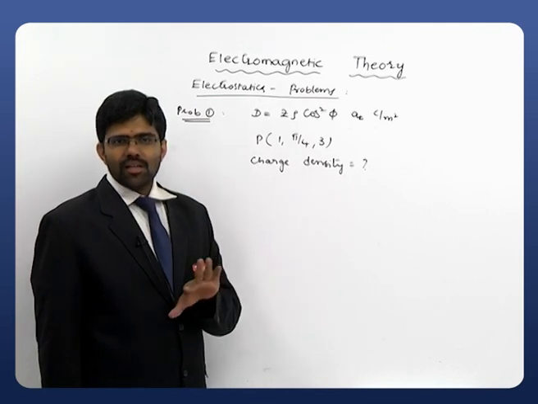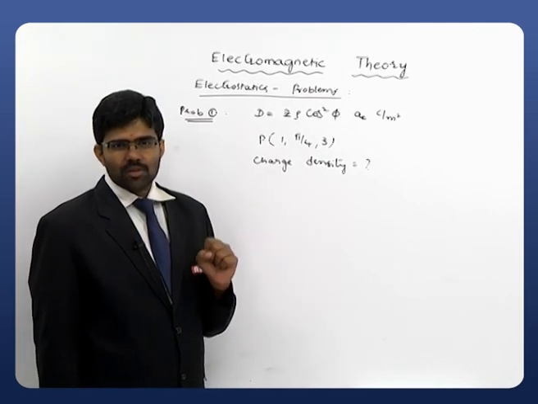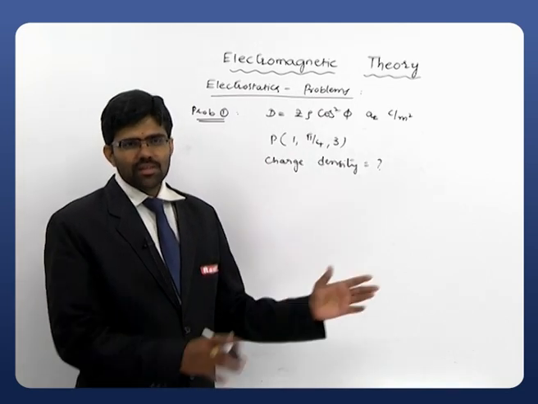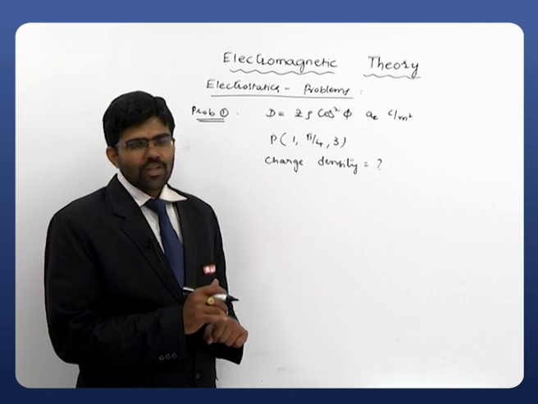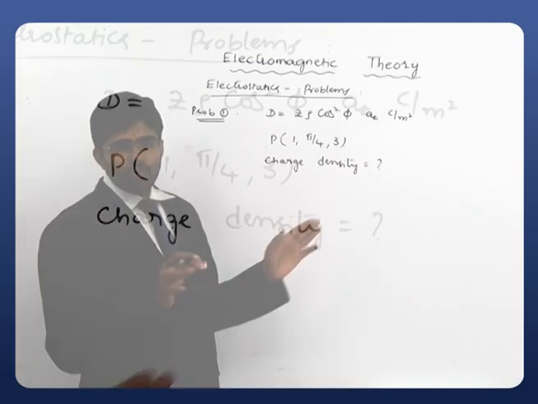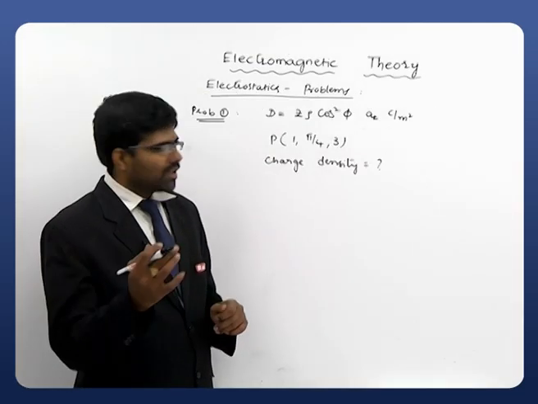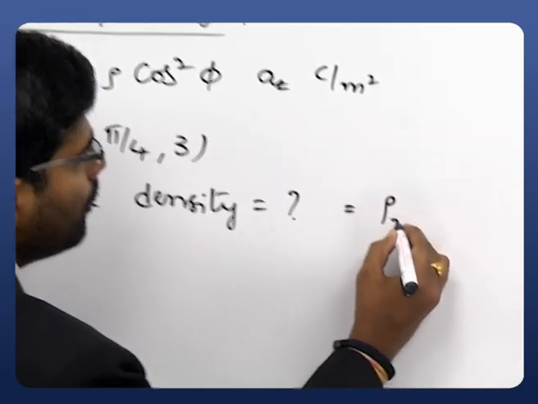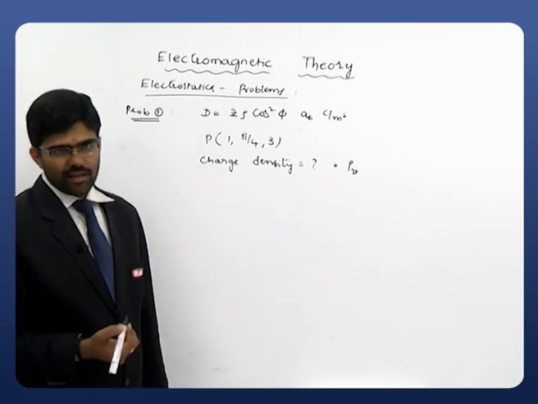He has not mentioned anything, so what is the type of charge density we are supposed to calculate? We need to observe that, based on the basic concepts we learned. This D is directly related to the volume charge density. So here I assume that the charge density we are supposed to calculate is the volume charge density.